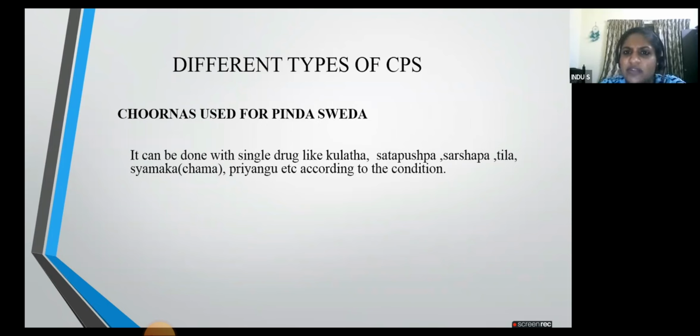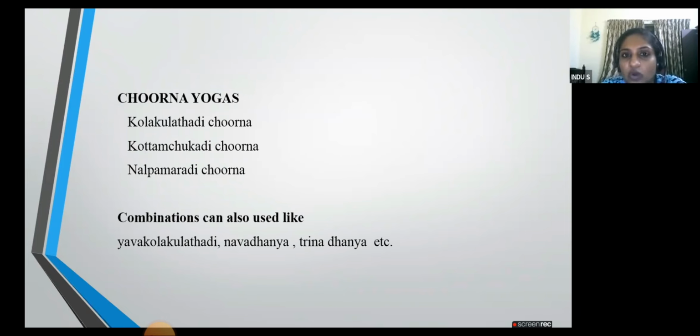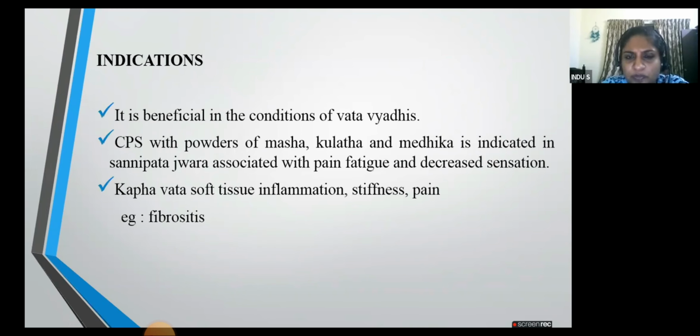So these are the different varieties of Tuna Sweda, and you can mention that there are a lot of practices with the different varieties of it. It can be done alone or in combination. Commonly used are Kolakulatadi, Kotanchukadi, and Nalpamradi Churna. Then you have combinations like Navadhanya Kiri, where the 9 dhanyas are used. Trinadhanya Kiri is there. Yava Kolakulatadi, Yadhanya Kiri is there. These are all according to the Yukti.